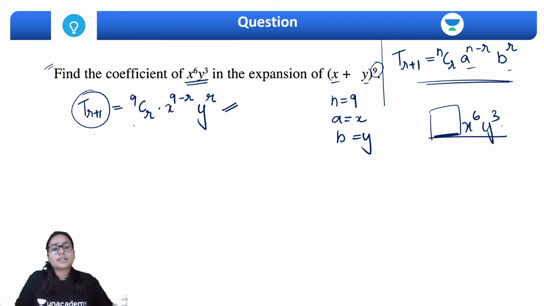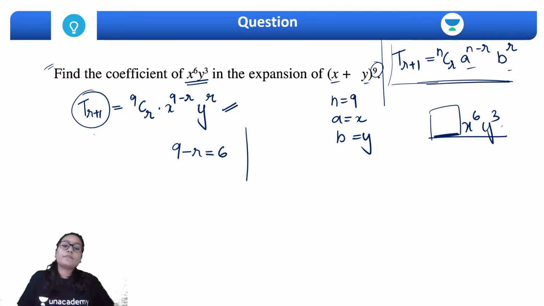I have just substituted the value of n as 9 in this general term formula. Now, you need the exponent of x as 6. If the exponent of x is 6, it means the value of n minus r should be equal to 6. And the exponent of y is 3. So therefore the exponent of y here should be equal to 3. So from here you get r as 3.